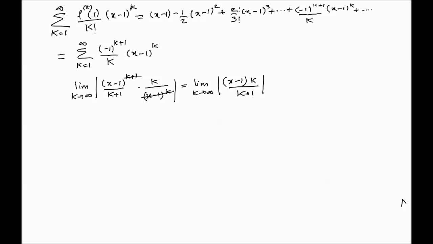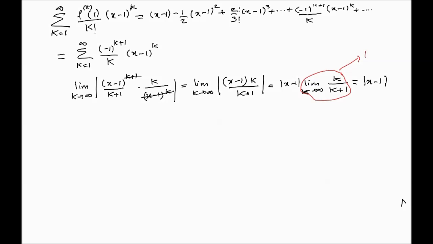Now, you all know that the x minus 1 can be taken out. It's a good idea to take it out because then you can clearly see how to calculate your limit. So k over k plus 1 goes to 1. So this is equal to x minus 1, because this limit here is going to 1. So we end up with just the absolute value of x minus 1.